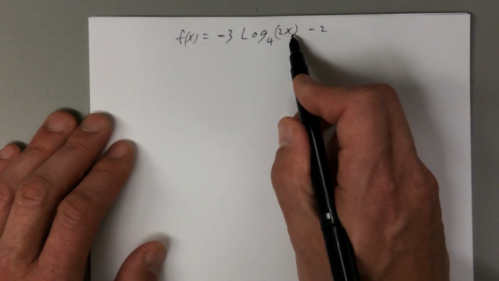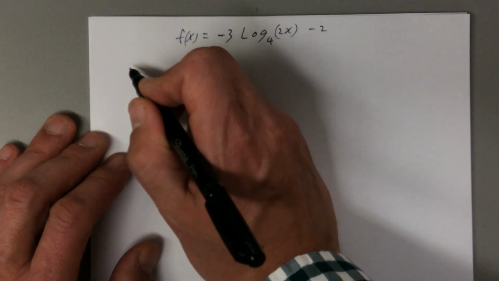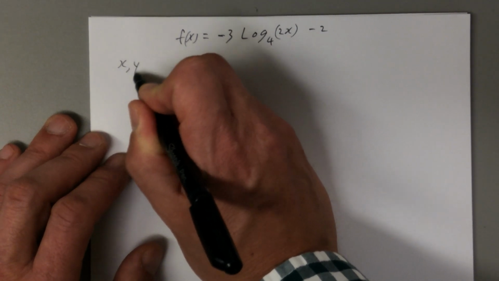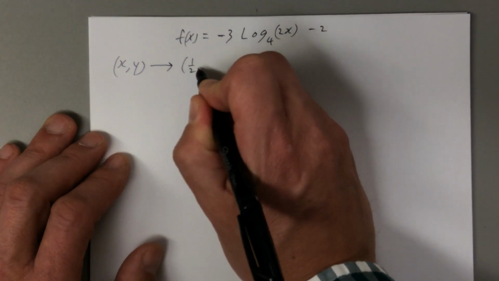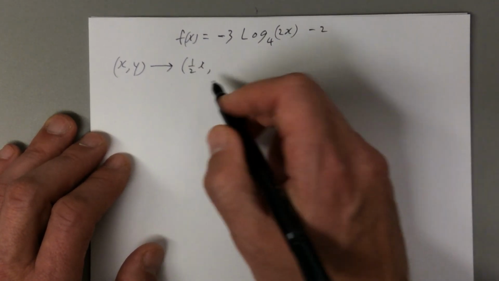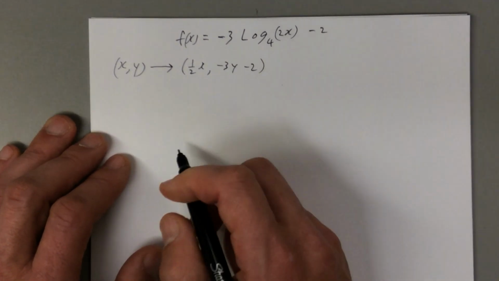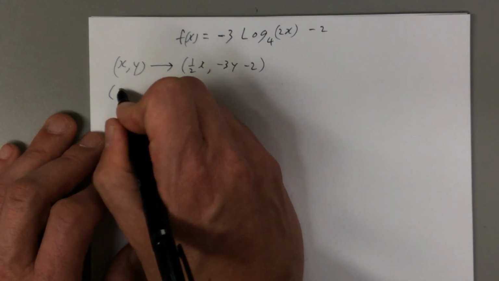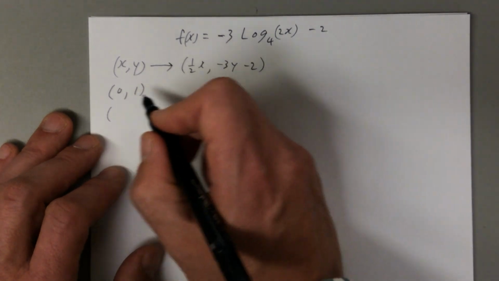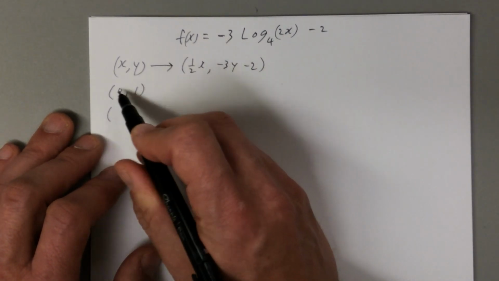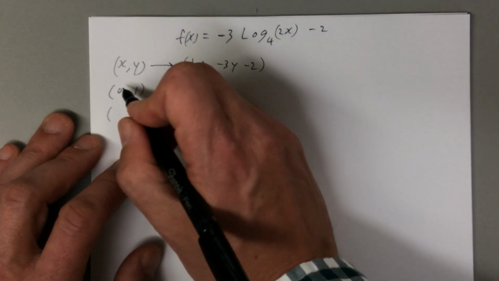There's no horizontal translation in this, so our vertical asymptote is going to stay the y-axis. All right, so let's look at the pointwise thing here for this one. So x is going to go to 1/2 x, because we take the opposite of what's in here. And then negative 3y minus 2. Our key points are going to be 0, 1 as always. Sorry, so that's not 0, 1, it's 1, 0.